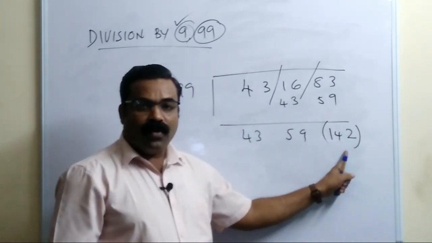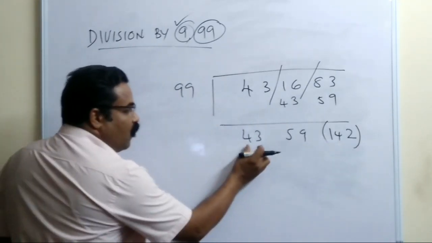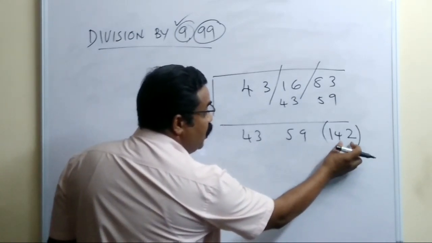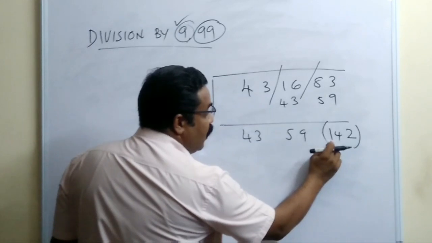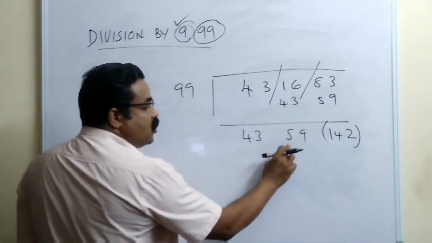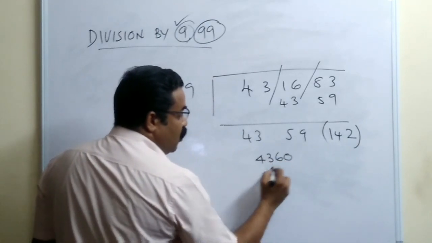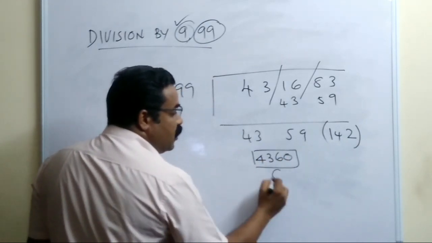So what we are going to do here, just listen. 43, 59. Since of 142 only 2 digits are placed here, the remaining one will be added here. So this 59 will become 60. So your answer will be 4360. That is your quotient.